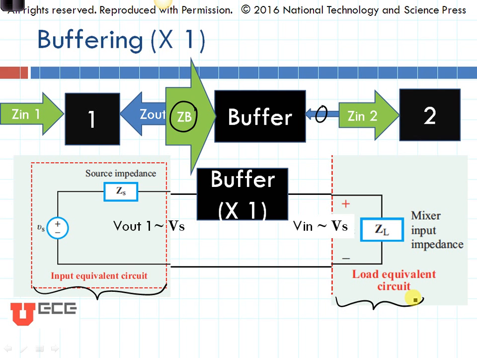Now, another word that we often use for this is loading. So loading occurs when ZL is approximately equal to or less than ZS in this case. Loading happens to make it so that the output voltage that we want isn't the same as the output voltage that we input. So loading is a bad thing.